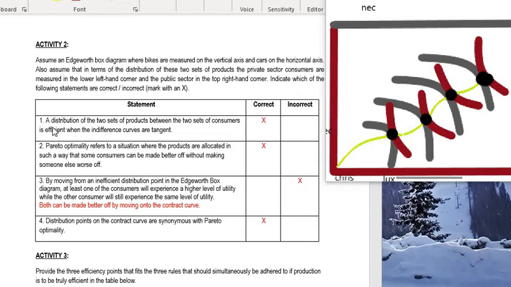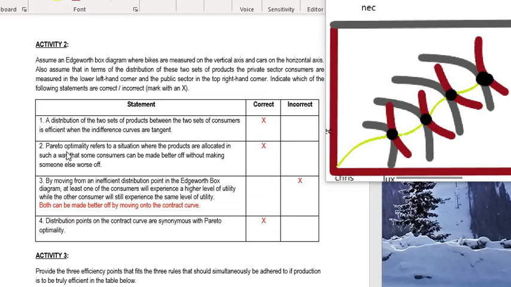And so the first question says, a distribution of the two sets of products between the two sets of consumers is efficient if the indifference curves are tangent. So this question is saying that the allocation of two resources between two consumers will be efficient if you have tangency on the indifference curves of each consumer. So this is correct. Back to what I said in the previous activity, at the point of tangency, you have efficient allocation of resources between the two people that are in the scenario.